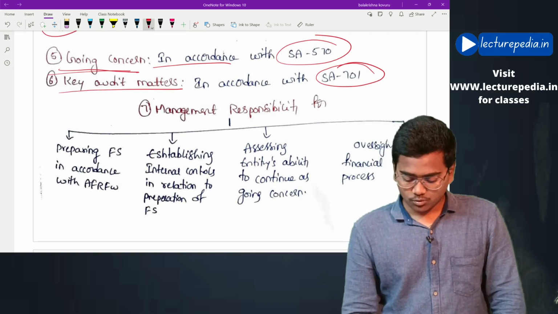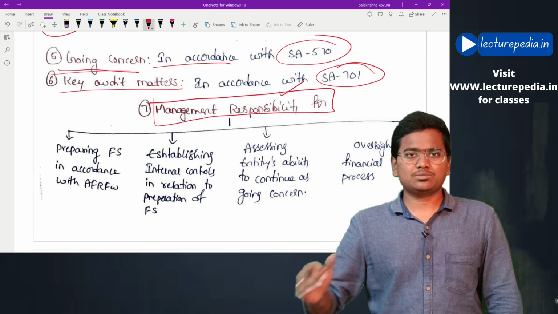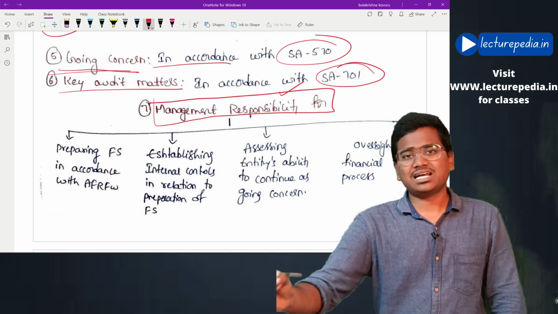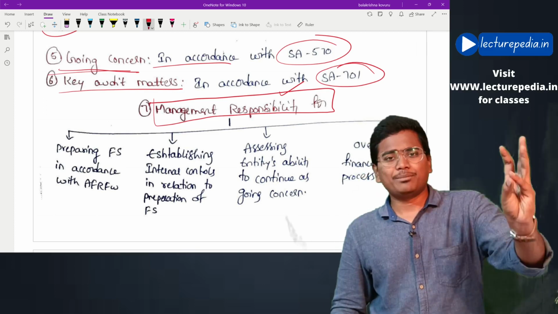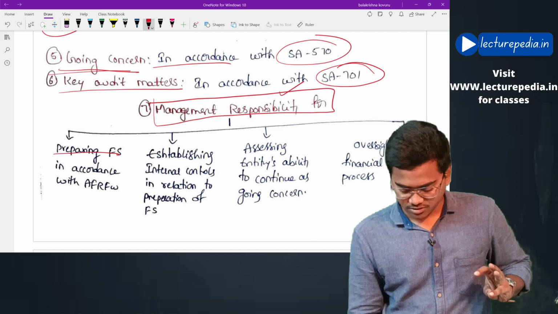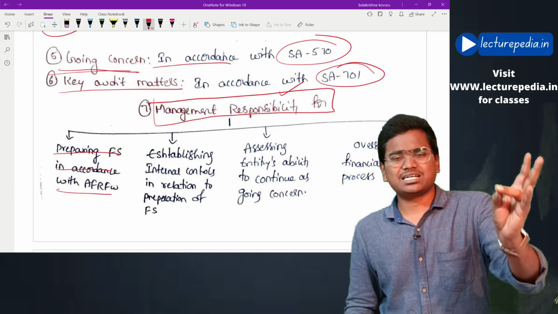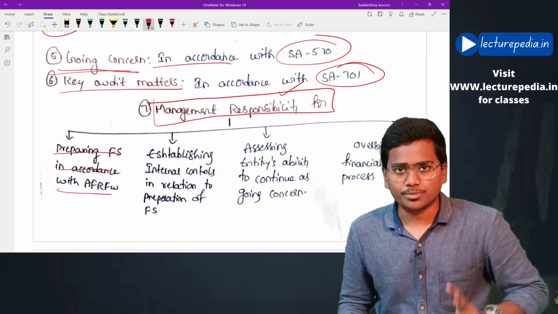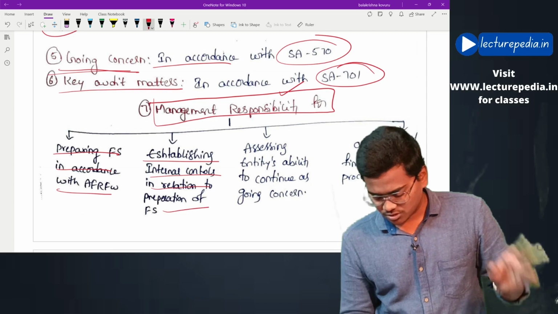After that, we have the management responsibility paragraph. Okay, in this management responsibility paragraph, the auditor has to mention what the responsibilities of management are. First of all, management is responsible for preparation of financial statements. Okay, preparation of financial statements in accordance with the applicable financial reporting framework. After that, establishment of internal controls relating to preparation of financial statements. Establishing internal controls in relation to preparation of financial statements.